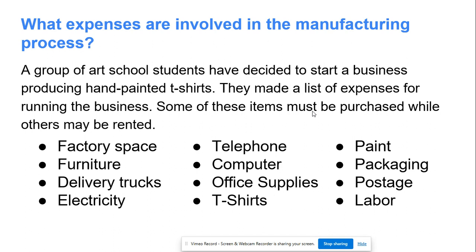They're going to need some factory space. They're probably going to need some furniture in their office. They're going to need some sort of delivery trucks to deliver the things that they have, either the supplies or actually delivering the products. They're going to need electricity for this space. They're going to need a phone and a computer and some office supplies so that they can conduct business.